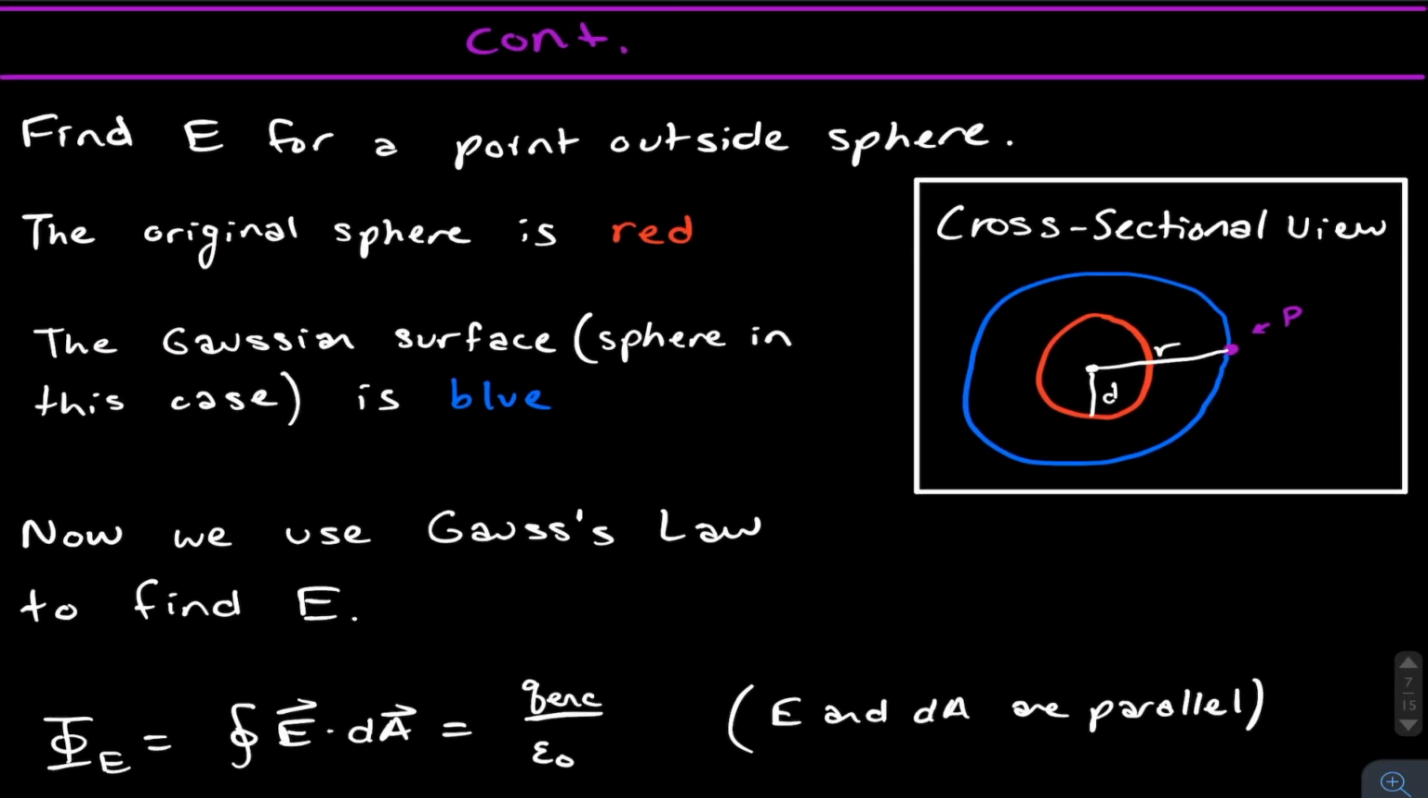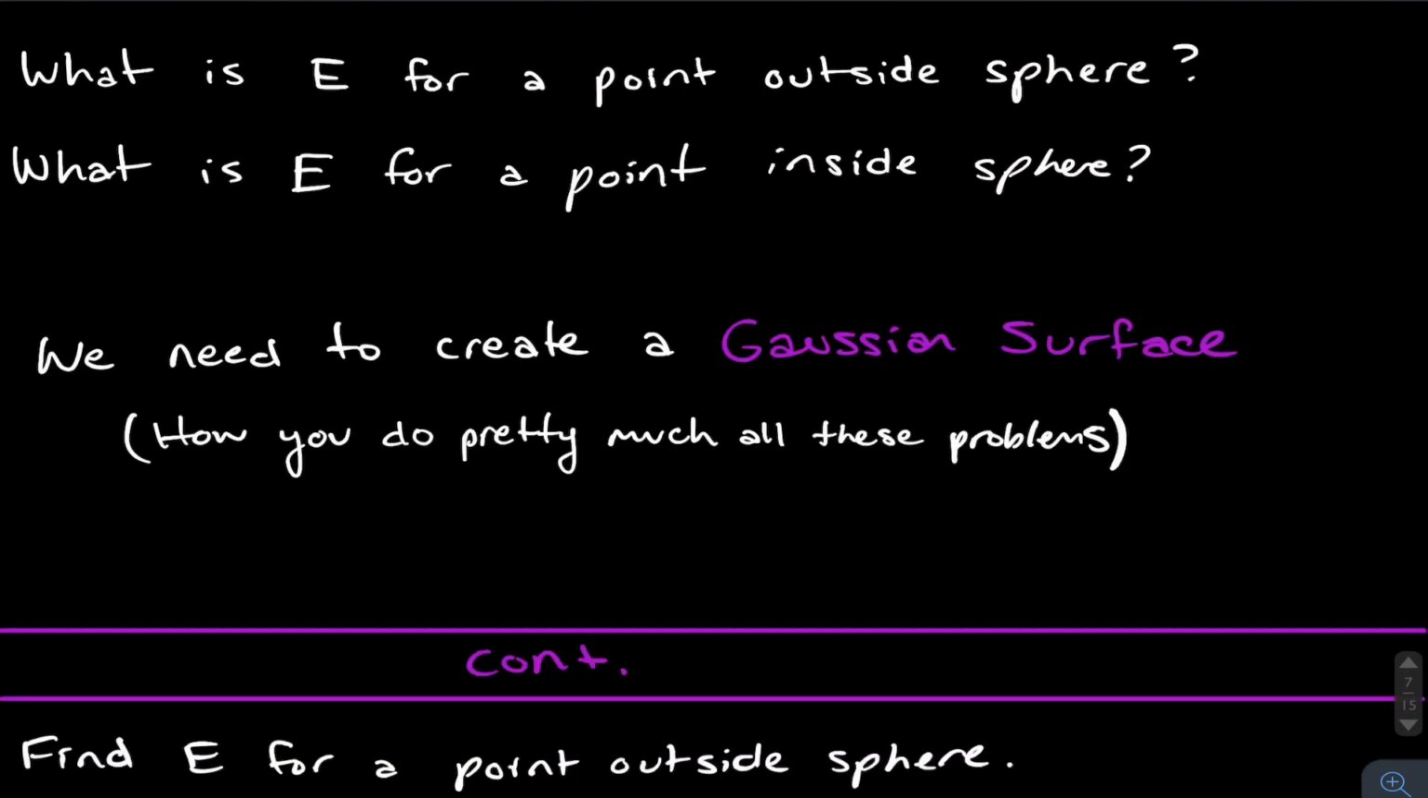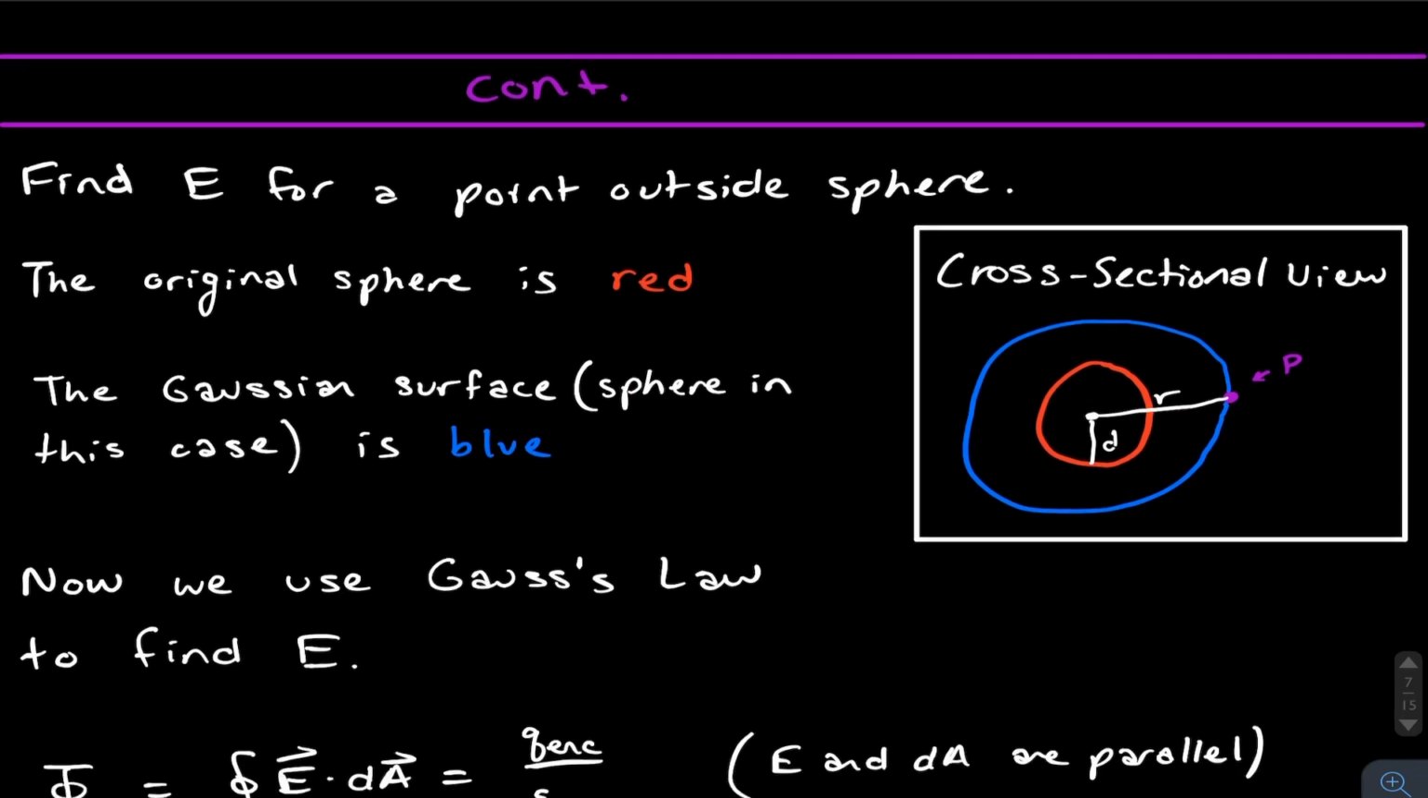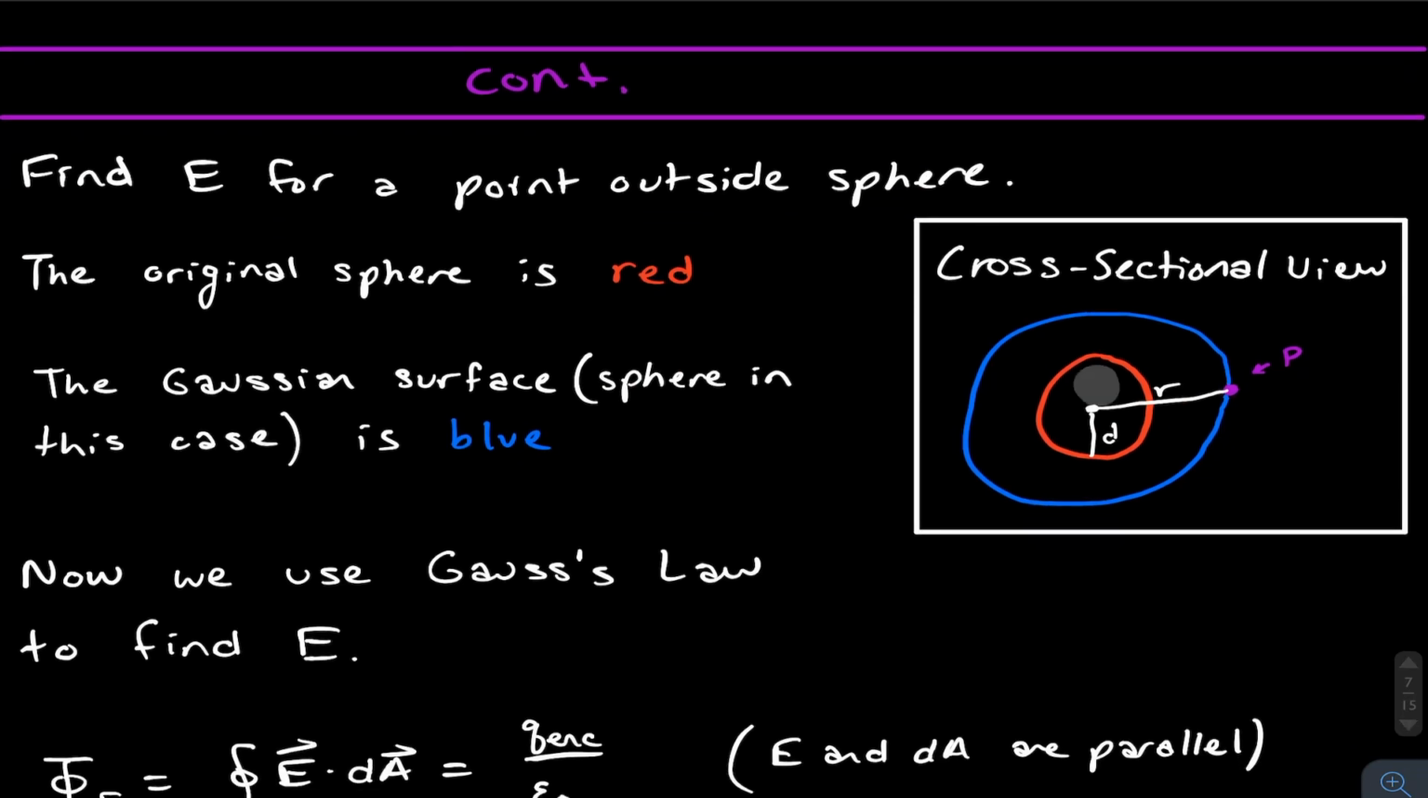So let's start off with finding the electric field for a point outside of the sphere. Now I have the original sphere that we're dealing with, that's in red. This whole sphere altogether has a charge of plus q. It's not like a point charge, it's a whole sphere with a uniform charge density. So the whole thing has charge q.